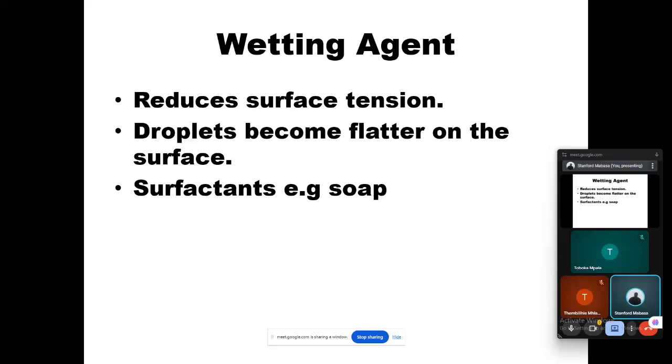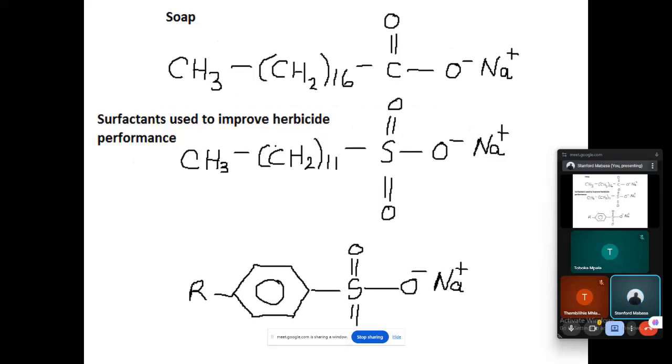Surfactants, e.g. soap, but there are also special surfactants which can be used. This is soap. It may act as a surfactant to improve herbicide performance, but it doesn't necessarily mean that one has to mix herbicide with soap. Maybe you can damage your crop.